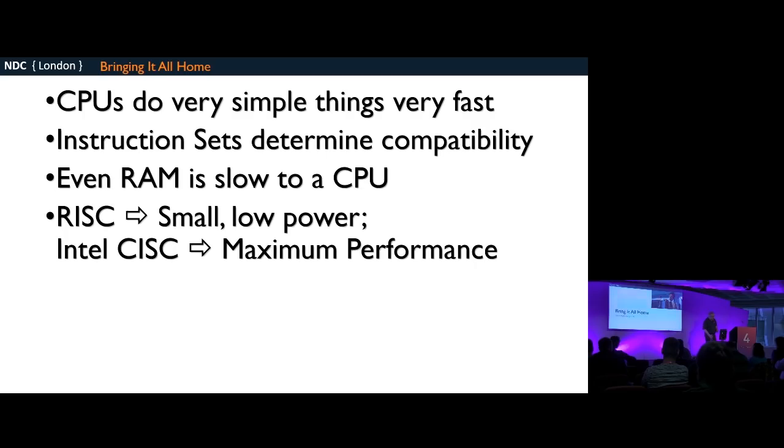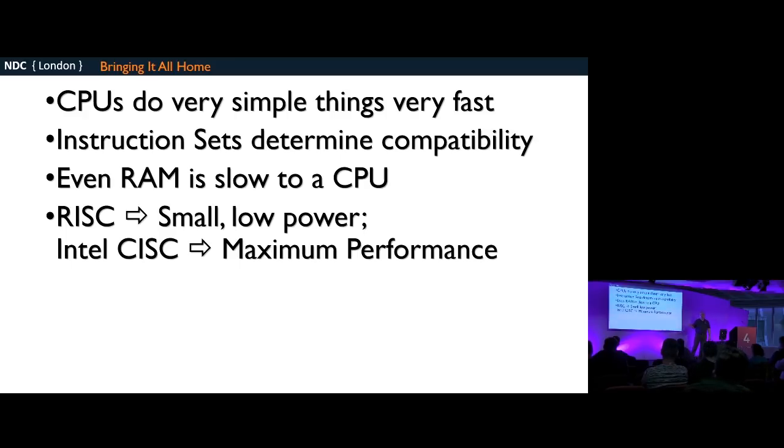So, okay, let's wrap it up. CPUs do simple things very fast. Humans do complicated things very slowly. Two different ways of getting to results. The instruction sets determine compatibility, and that Intel instruction set compatibility is the big reason Intel still lives on in the CISC world, because the ability to today still run a program that was written in VB6 back in the 90s matters to a lot of people with a lot of money.